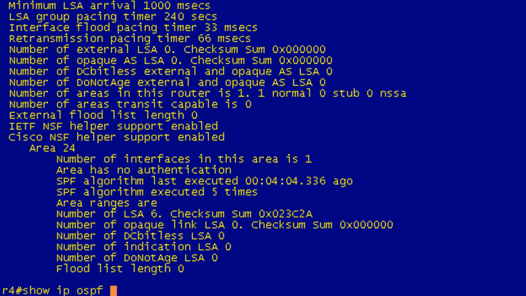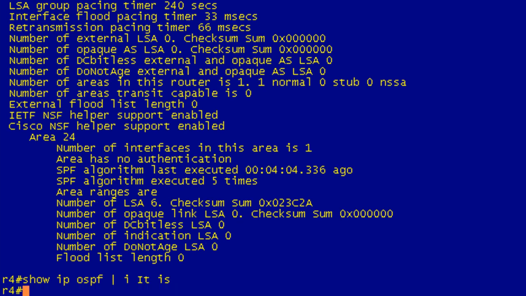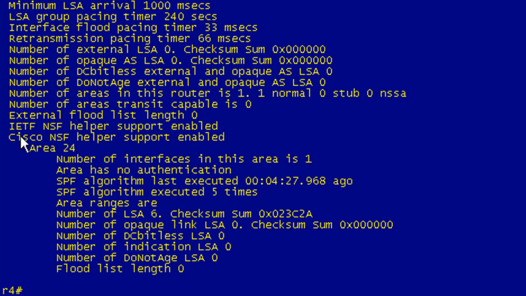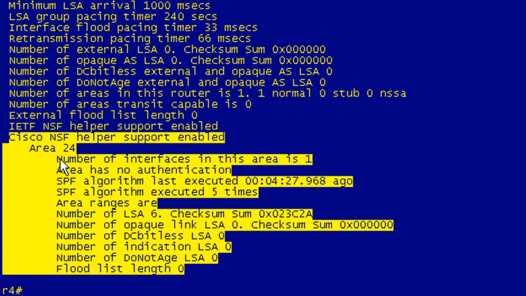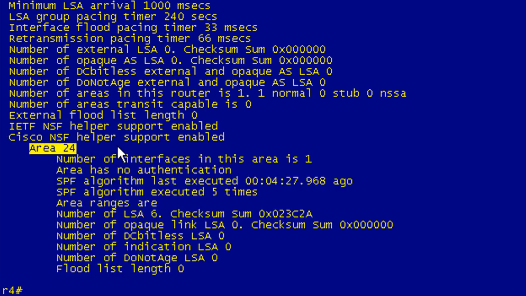So if we were to pipe in "it is", and capitalization is important with that first word, it doesn't return anything. So we know that it's not an ABR. We know that it's not an ASBR. We know then, of course, that it is an internal router. But then when we go ahead and take a look at the show ip ospf, we can see that the area that it's in is area 24. There's only one area configured here, and because it's not in the backbone area, it's not going to be a backbone router. So this guy is just an internal router.